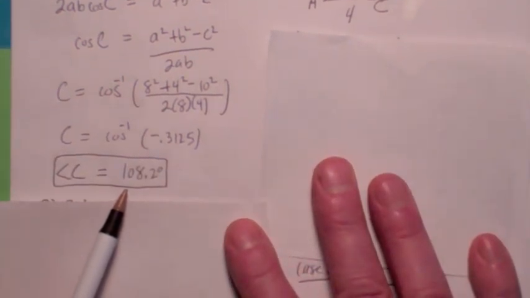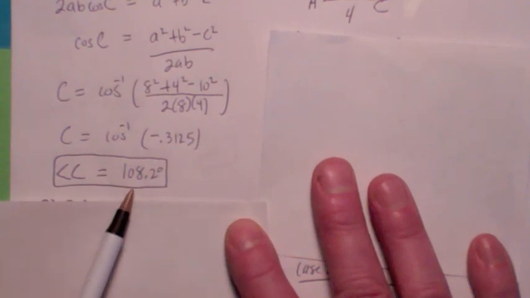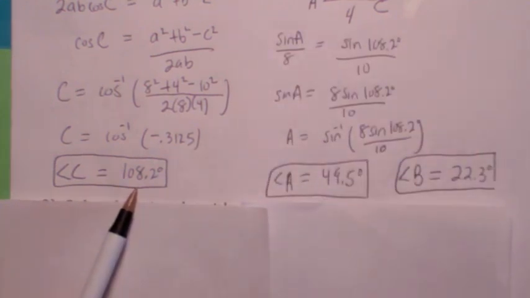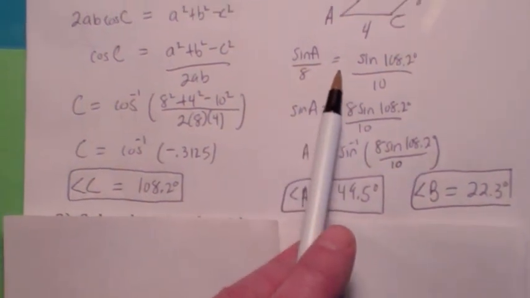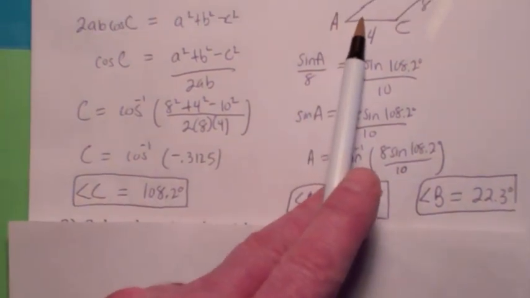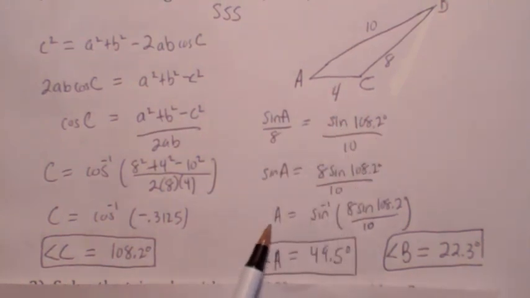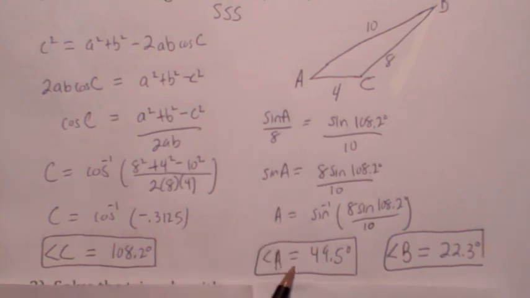You don't have to worry about cases, because remember, the cosine is negative in the second quadrant and positive in the first, so you don't have to break it up and consider two cases with the law of cosines, like you did with the law of sines. C is 108.2 degrees. Then the way you can find angle A is you could use the law of sines. You know angle A is an acute angle, so you could say sine A over 8 is sine 108.2 over 10. Cross multiply, solve for A, take the inverse sine, and you get 49.5. And then B would be 180 minus the sum of the first two.